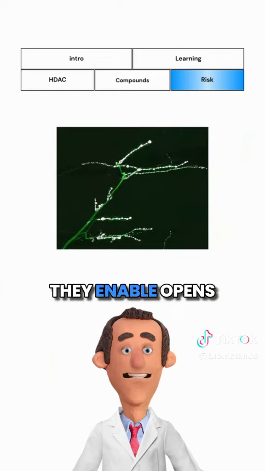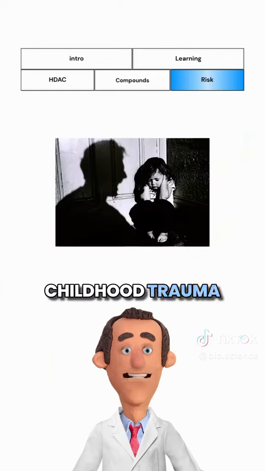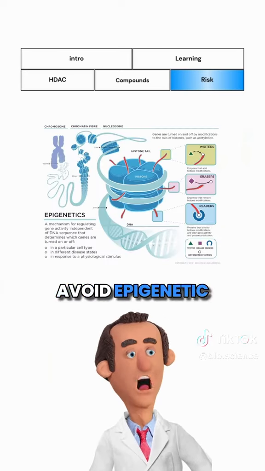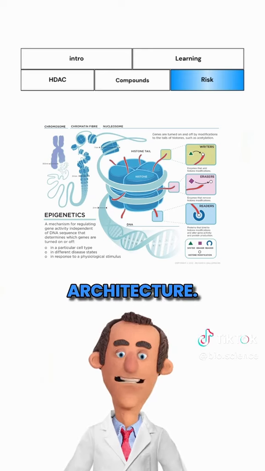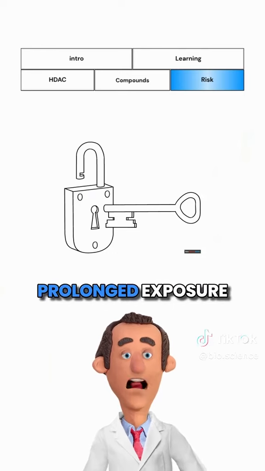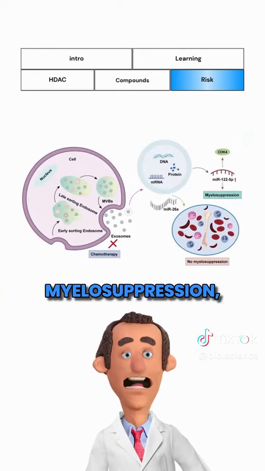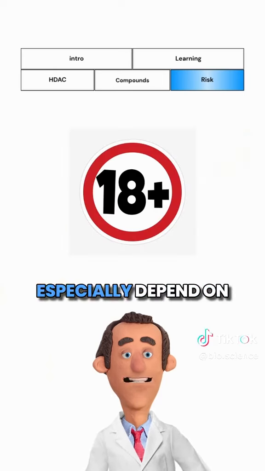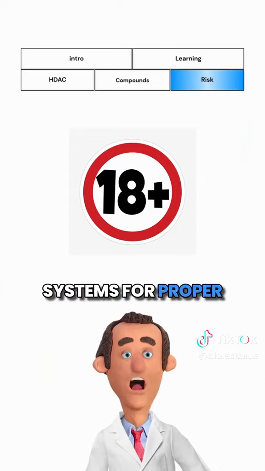The plasticity they enable opens up the possibility of literal childhood trauma in adulthood when having a shaping experience while on them. They also must be used sparingly to avoid epigenetic noise or dysregulation of epigenetic architecture. HDACs are not simple on-off switches but key regulators of cognition and cell function. Prolonged exposure impairs DNA repair and causes myelosuppression, hepatotoxicity, neurotoxicity, and genotoxicity. Young individuals especially depend on well-timed HDAC systems for proper genetic development.